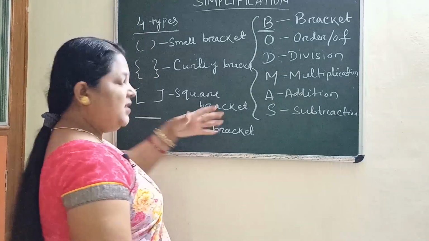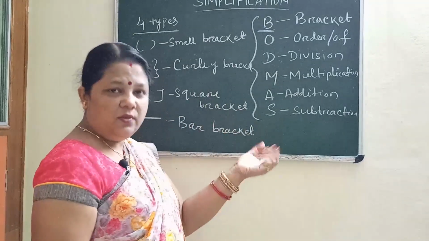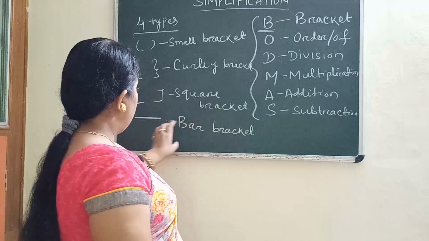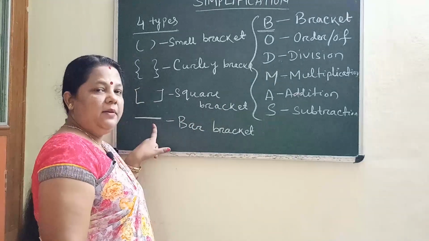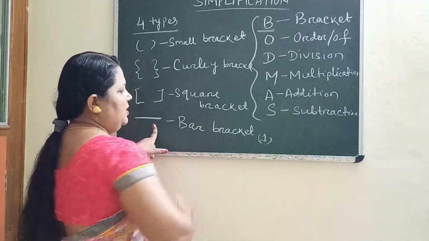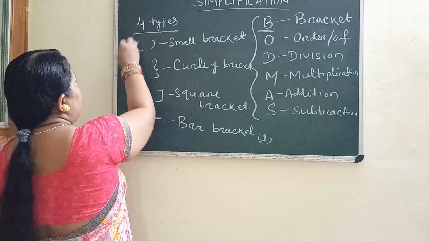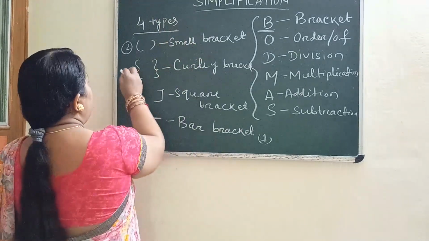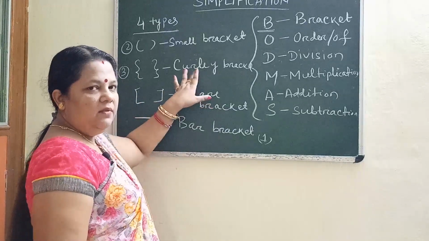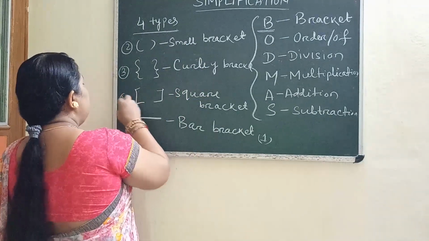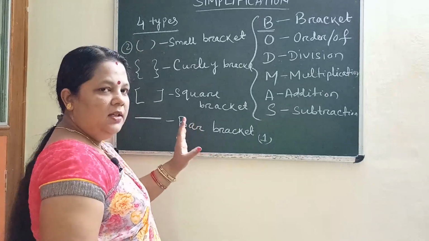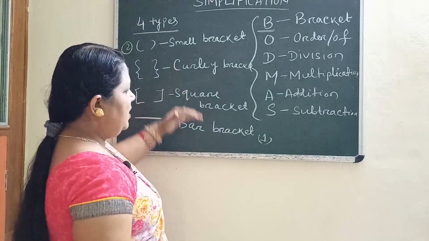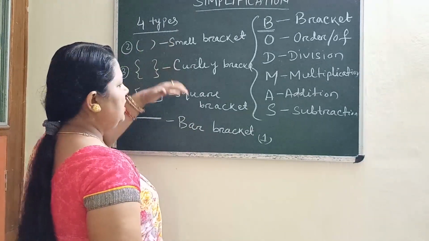Out of these 4, which one are we going to solve first? When all these brackets are there in one problem, first you have to open the bar bracket, number 1. Second is your small bracket or parenthesis, you will open this bracket if it is there. Then third you will solve the curly bracket. At last you will open the square bracket. You have to solve accordingly: first bar, then small, then curly, then square.